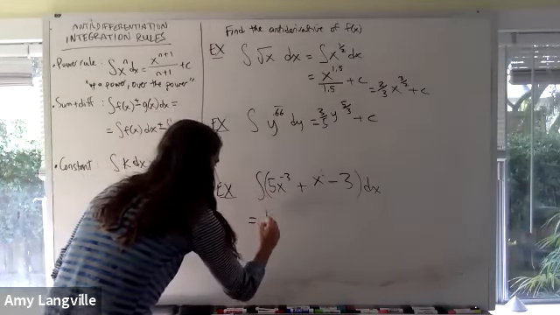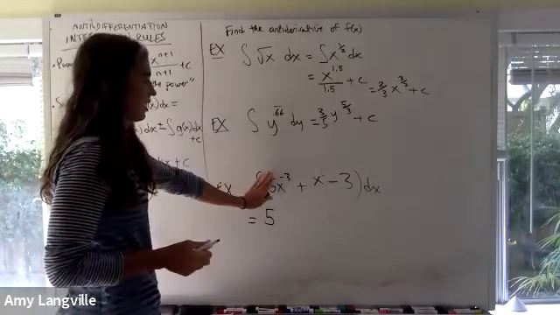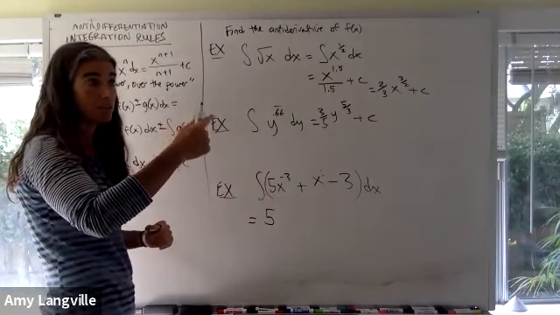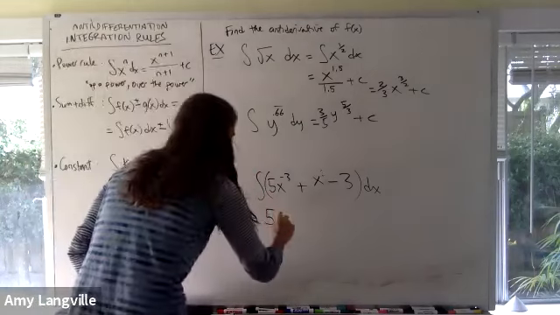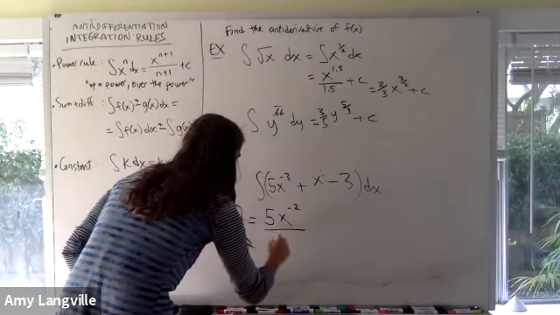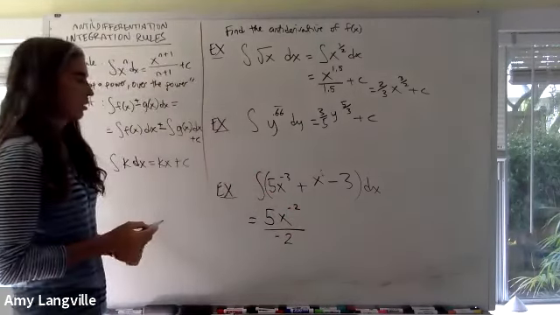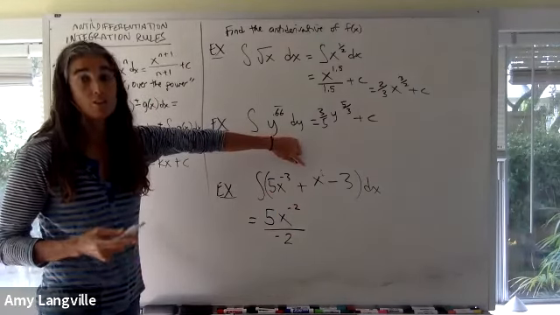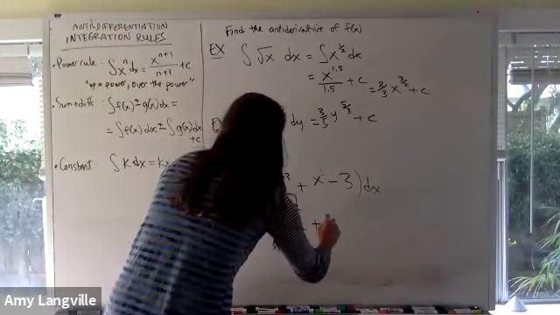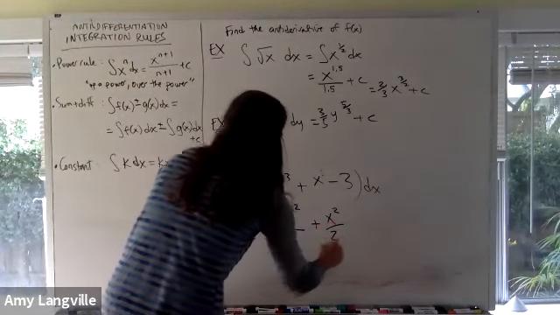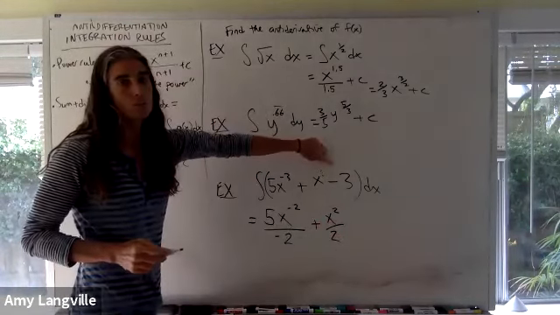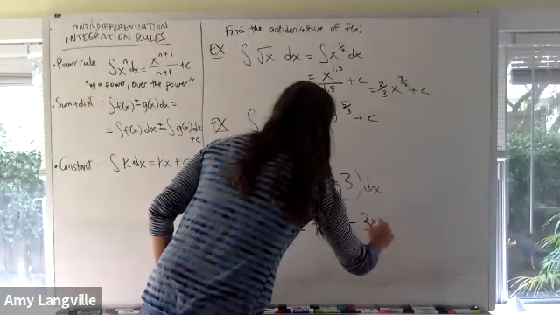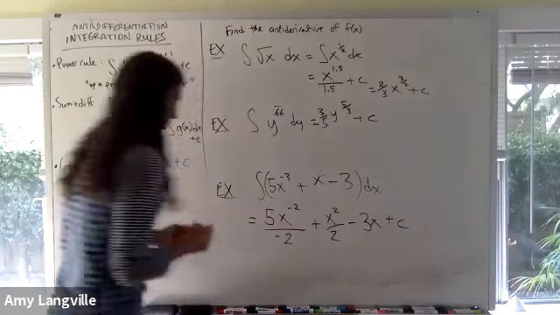And we know 5, it'll be 5 times the antiderivative x to the -3. That's up a power x to the -2 divided by -2. The next one is a power function, up a power over the power, x squared over 2. We add x squared over 2. The last one is a constant rule, and so we subtract 3x plus the constant of integration.